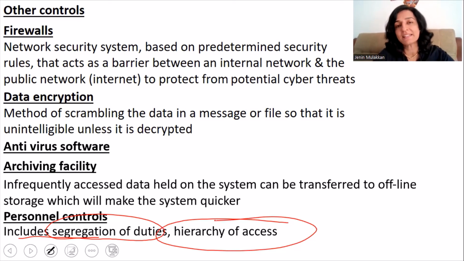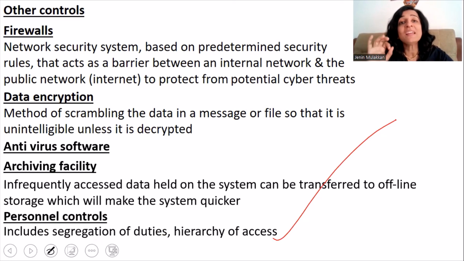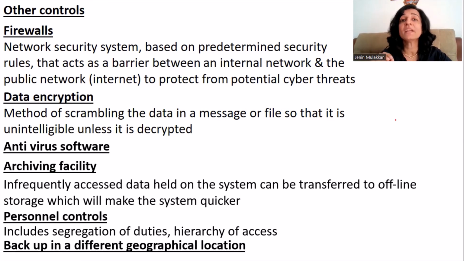Hierarchy of access. That is, a hierarchy of access should be clearly specified. That is, certain critical information like the profits of the organization should be accessible only to the top management. Moving to the next, backup in a different geographical location. So in case of fire or natural disasters, our files will be safe.